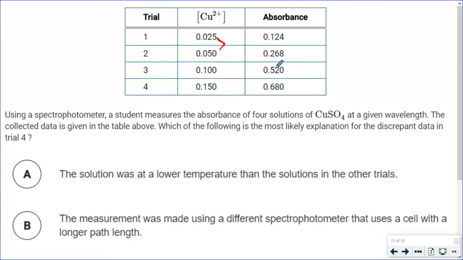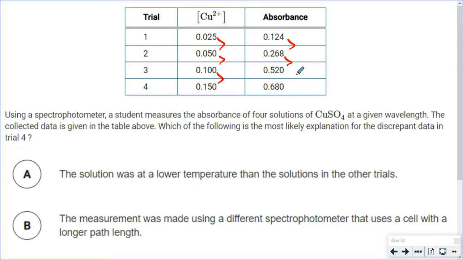This doubles in concentration, and Beer's Law says that your absorbance depends directly on your concentration. So if concentration doubles, you're going to have an increase in absorbance on this side. And it looks like it about doubles, or just over doubles. If we go here, it doubles, and it just about doubles on this side as well. And then from here to here, it's not a double, it's a 50% increase.